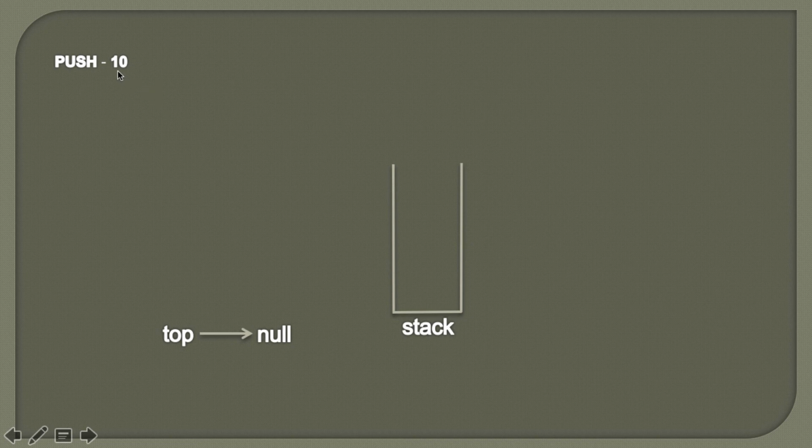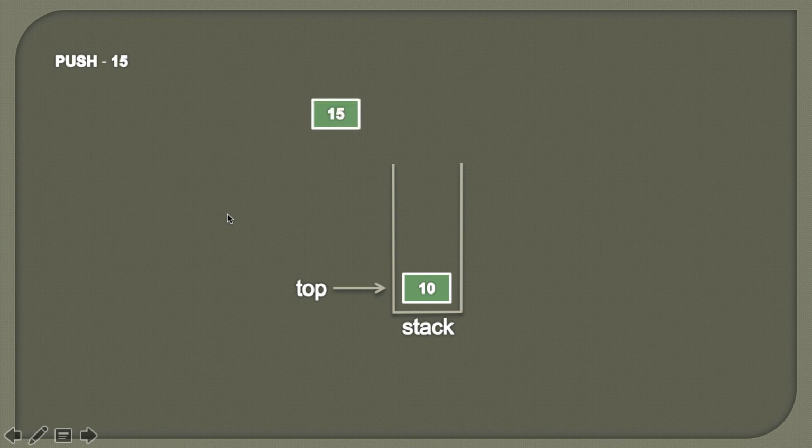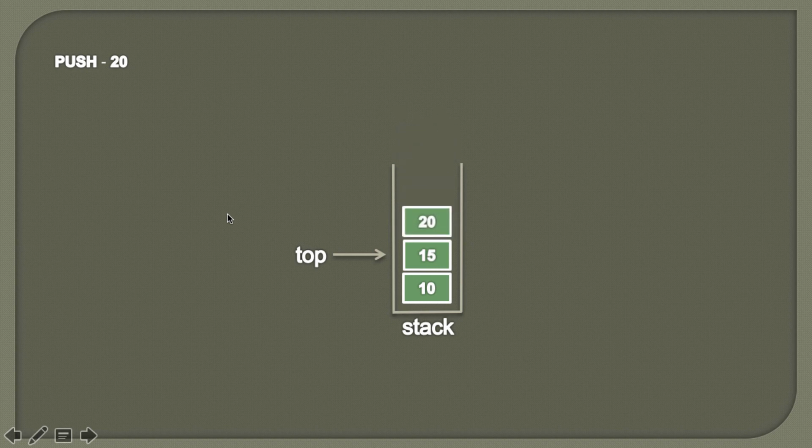Suppose we want to push an element having the data as 10. It would look something like this. Once we push the element into the stack, the top node points to that particular node inserted. Now suppose we want to push node 15. When the node is pushed into the stack, the top points to that node. And now suppose we want to push 20. When the node is inserted, top points to the last node inserted.